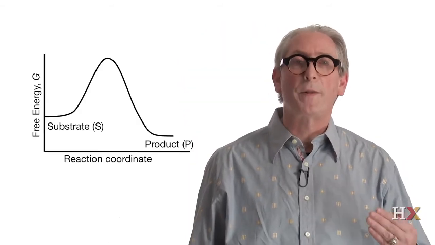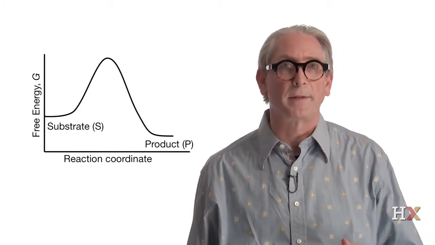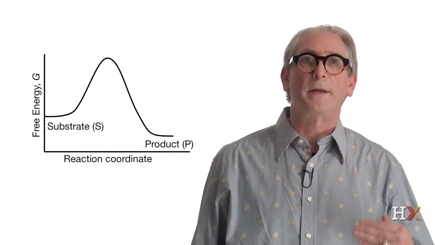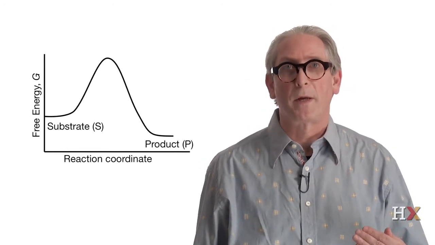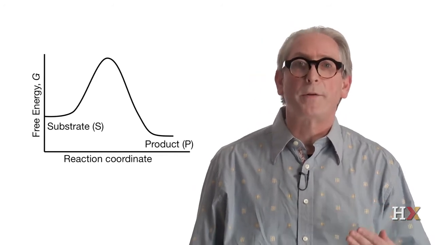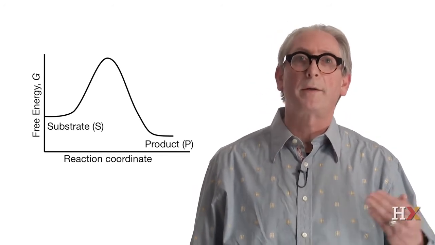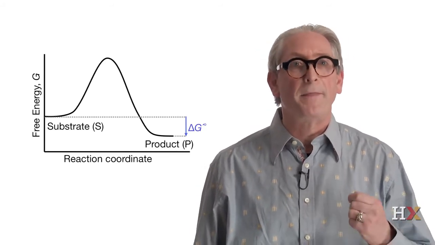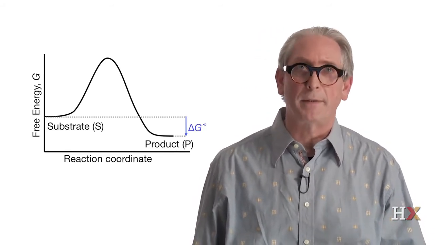Now, if we look at a reaction coordinate diagram, we can easily determine whether or not a reaction is spontaneous. In our case, the free energy of the product is lower than the free energy of the substrate, which means that the reaction is spontaneous. Or in other words, the change of free energy between the product and the substrate, delta G prime naught, is negative. And that is determined by thermodynamic parameters.